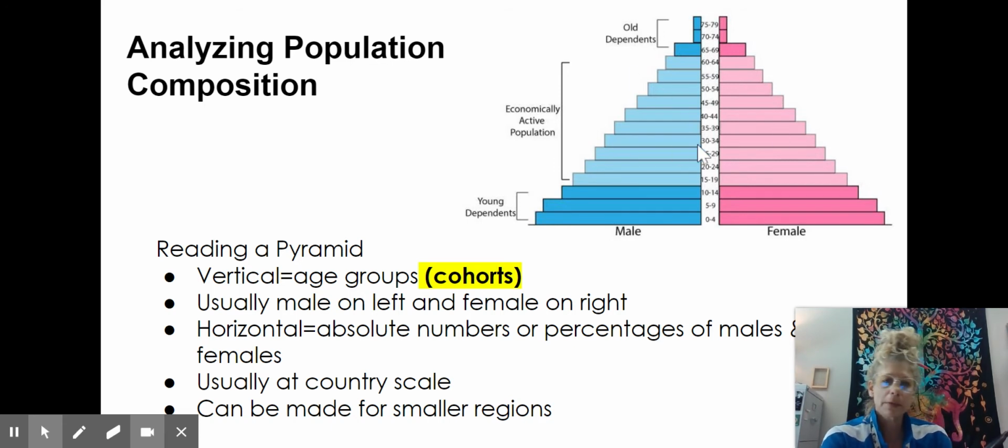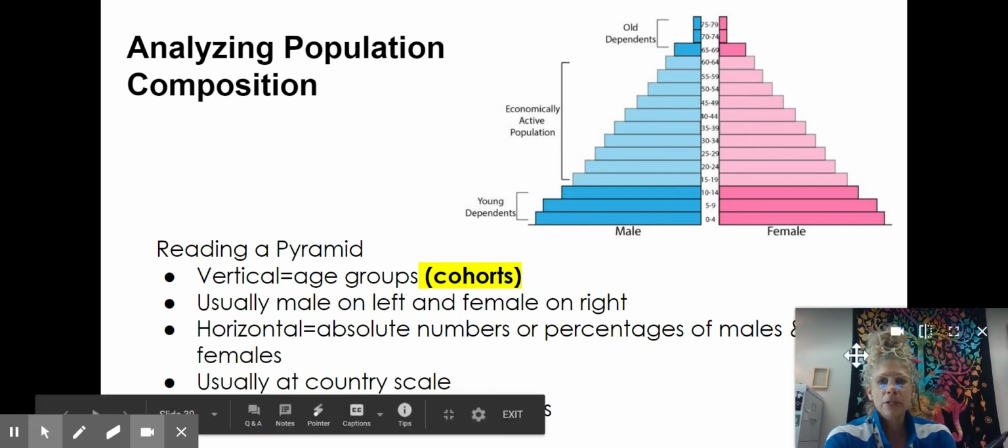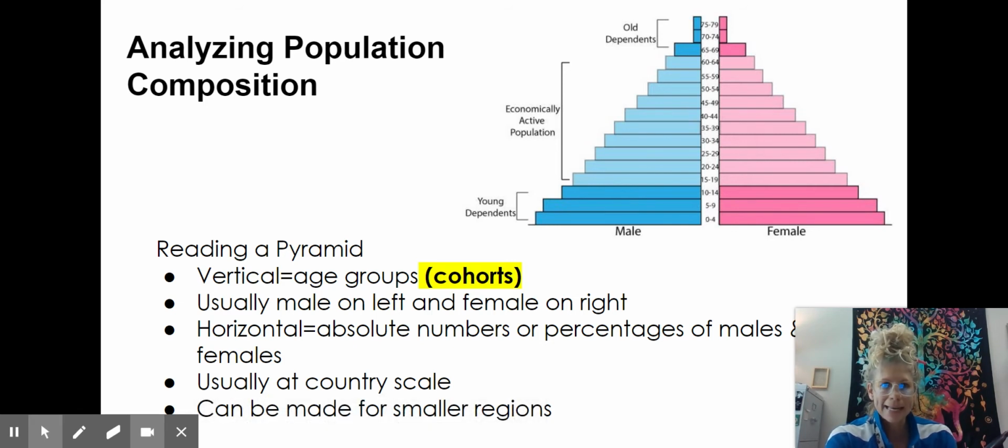Usually these population pyramids are going to be based on a country. It's really fun to look at different countries. We'll do a little bit of that next week. And then usually you are going to have these cohort groups, which is by age. So each of these vertical lines is going to be a different age bracket or group, and that is a cohort. Okay.